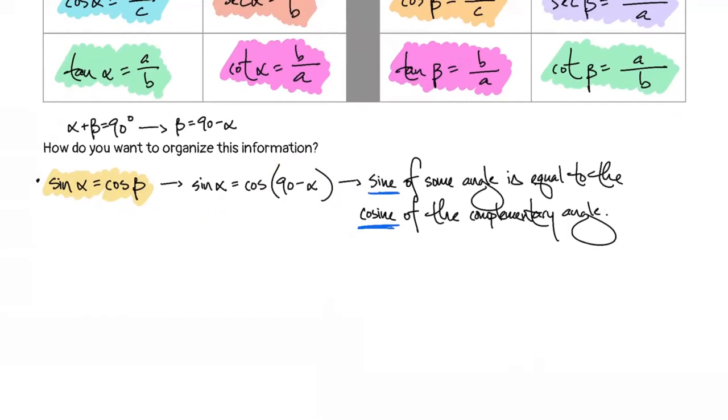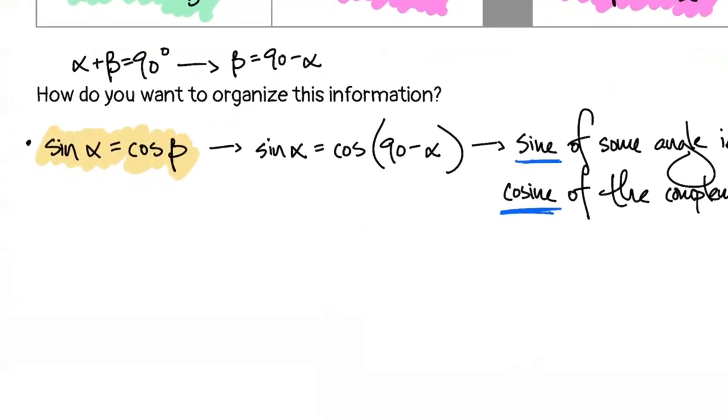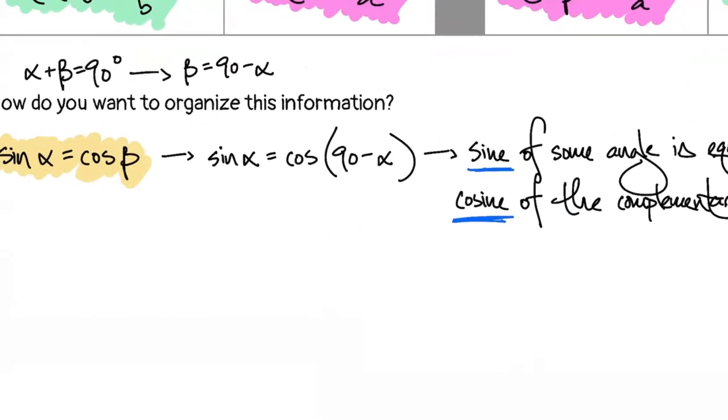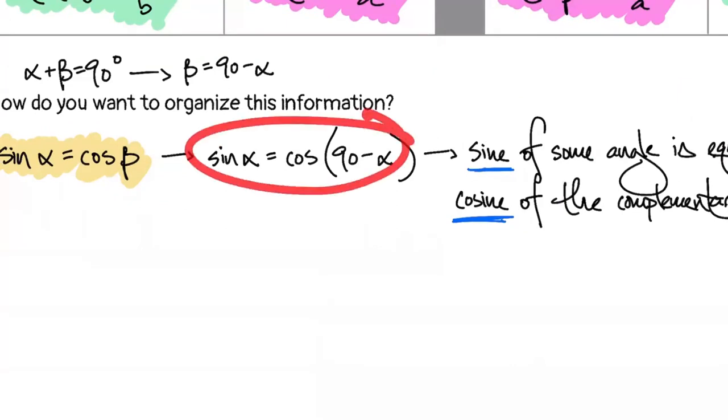As a quick review of Monday, how could I write this co-function identity for radians?